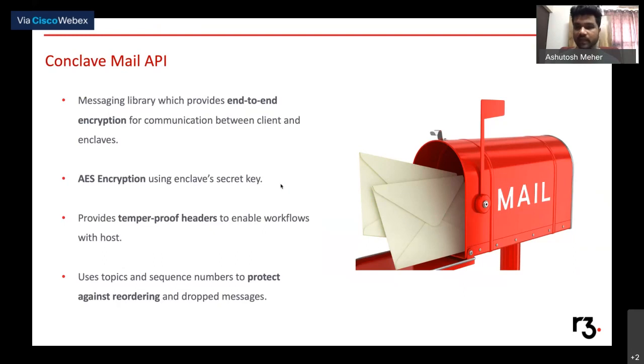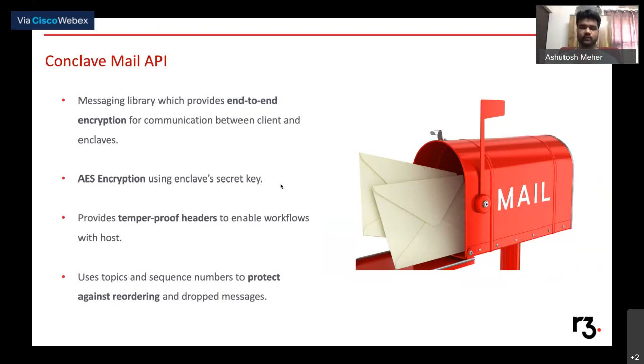The Conclave Mail API also provides you with certain tamper-proof headers, which are unencrypted, and could be used by your host for various different things, like for ordering your information or for sequencing the messages that you're sending. So all these are tamper-proof but unencrypted, so you can manage different workflows using the host. Something like, say, you want to have some sort of process through which you'll manage billing information or something, right? That could be done with these headers, which the Mail API provides you.